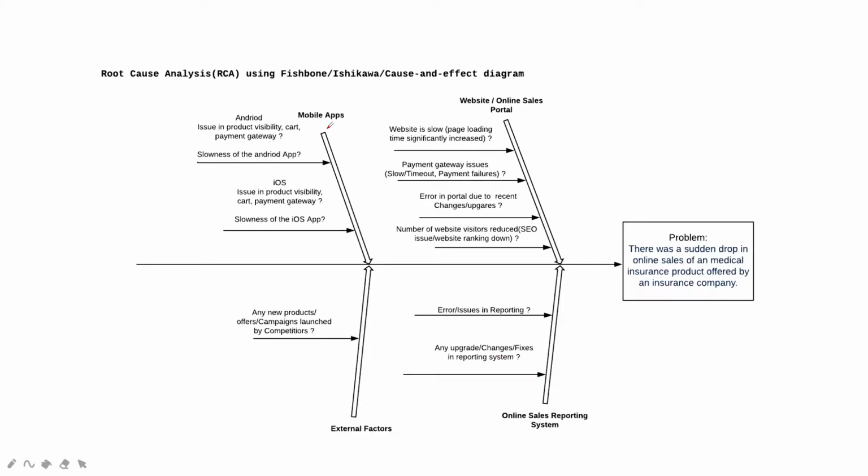And if we look into mobile apps, there can be an Android app and an iOS app. Issues in product visibility, cart, payment gateway, or slowness of the app might have affected the sales if there is an issue in the mobile app. If there was an issue in the iOS app, similar issues like a slow app, product visibility, cart visibility, payment gateway, or slowness of the app might have affected it.